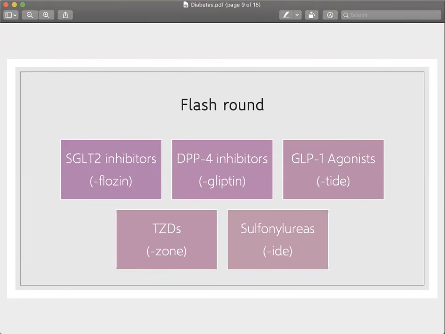What medication class is contraindicated in those with a history of thyroid cancer or pancreatitis? That's going to be those GLP-1 agonists.